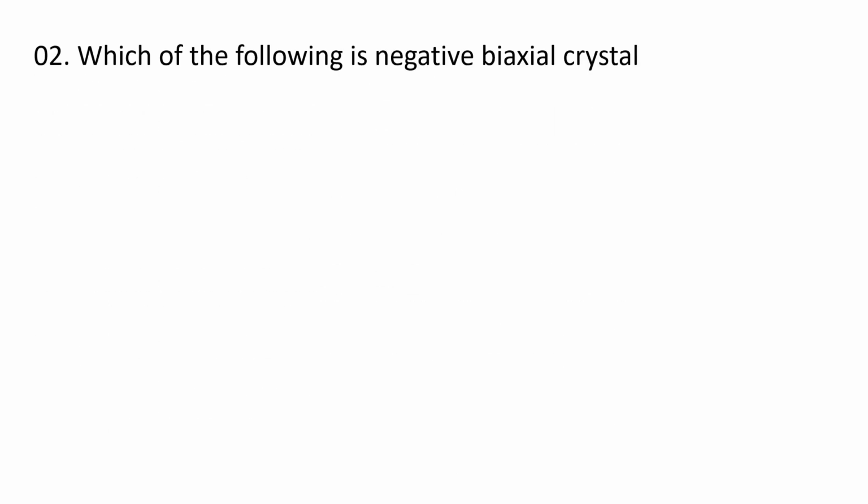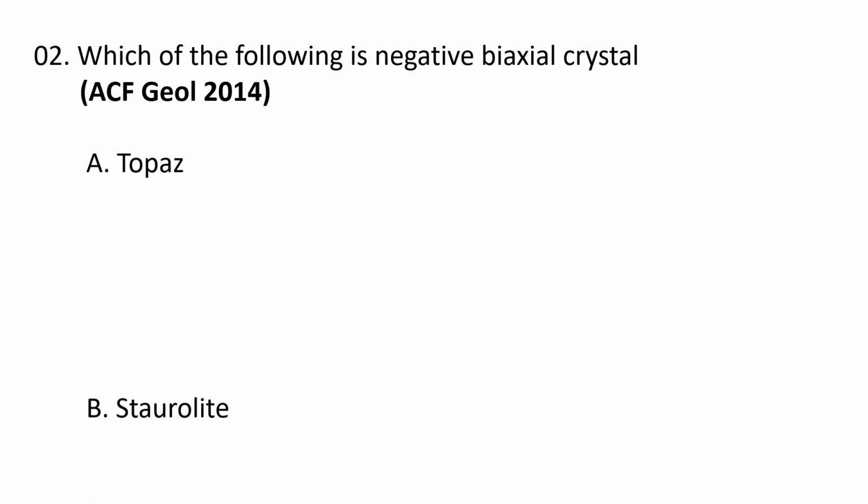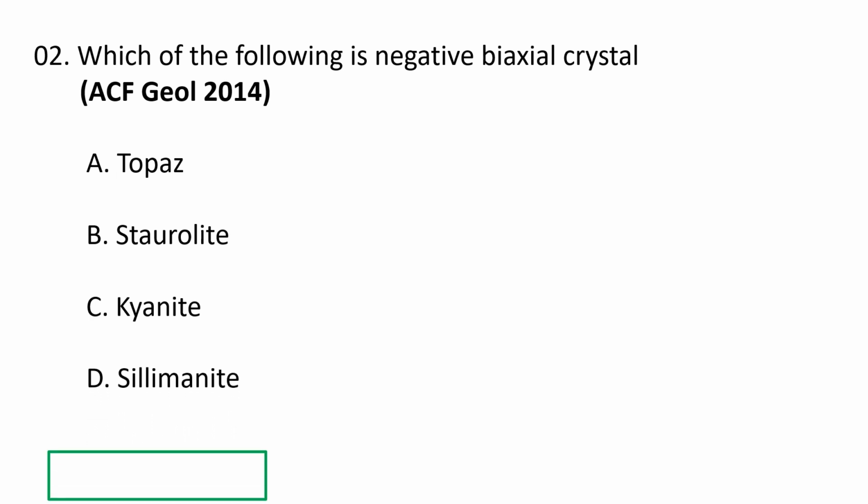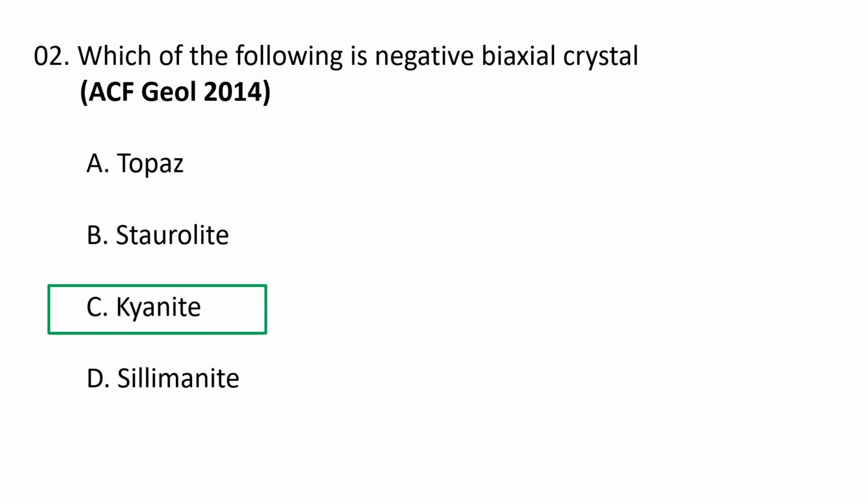Next question. Which of the following is negative biaxial crystal? Choices are A. Topaz, B. Staurolite, C. Kyanite, D. Sillimanite. So the correct option is C. Kyanite. Kyanite is normally described as biaxial negative, whereas topaz is biaxial positive, sillimanite is biaxial positive, and staurolite is biaxial positive. So kyanite is biaxial negative. So C is the correct option.